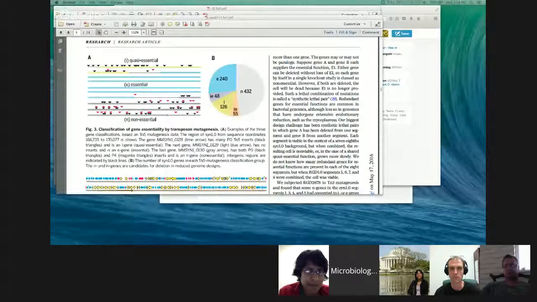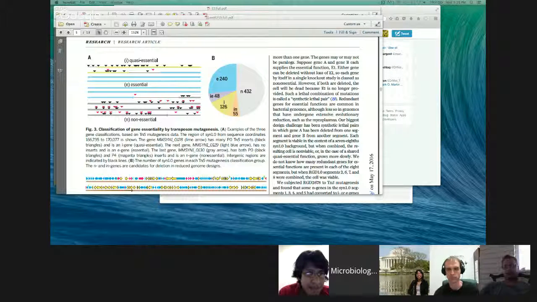So that's the... I don't know if you guys can see that, but they have a little Figure 3 that kind of walks through what they're talking about with non-essential, essential, quasi-essential. So you could see an illustration of that, with each of these little triangles indicating a transposon insertion. And what they're looking at here is the different categories that they found in this SYN1, so their synthetic genome.